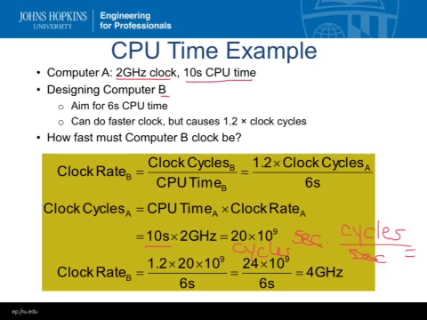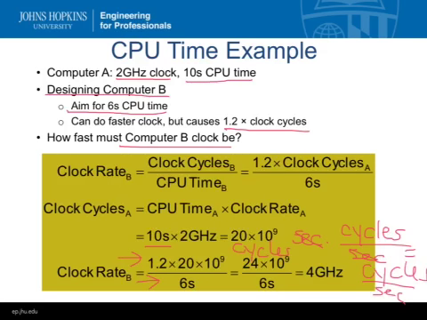Now say we want to design a new computer and we want it to run that program in 6 seconds. We do it, but it causes more clock cycles. So what is the clock rate of our new computer? To get the clock rate, we take the number of cycles, because clock rate is cycles per second, right? So we take the number of cycles for the program divided by the amount of time for the program, and we get the clock rate.